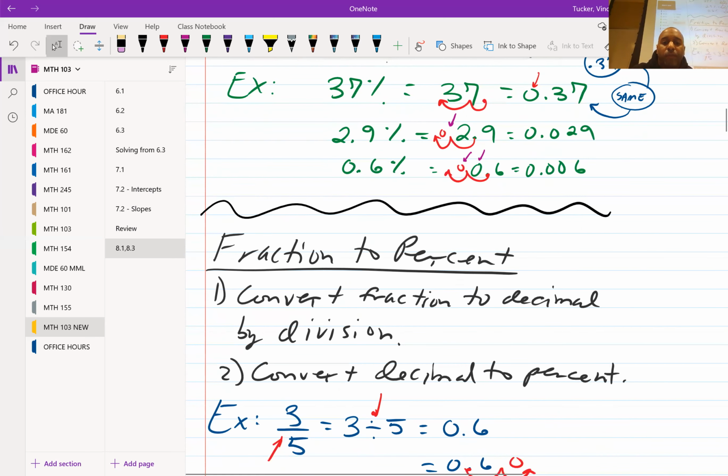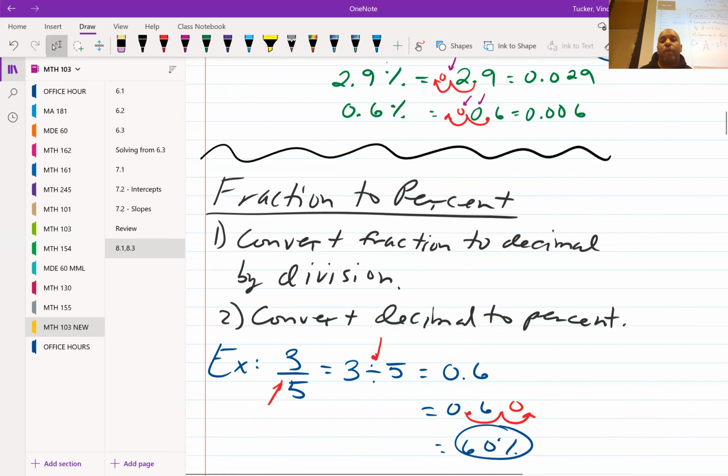So 3/5 is the same thing as 3 divided by 5. That fraction bar is the same thing as the division sign. 3 divided by 5 is 0.6. Then you move your decimal 2 places to the right, that'll be 60%.